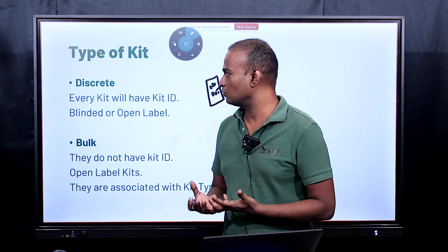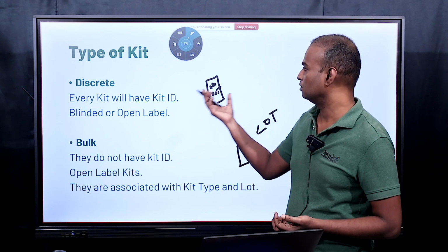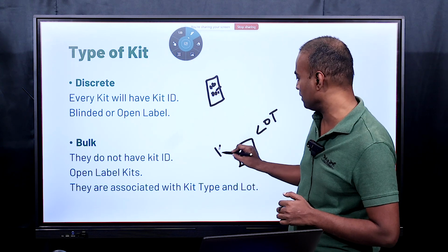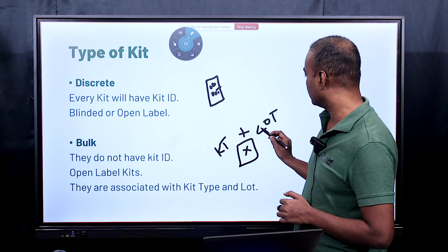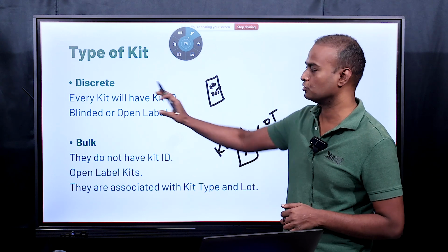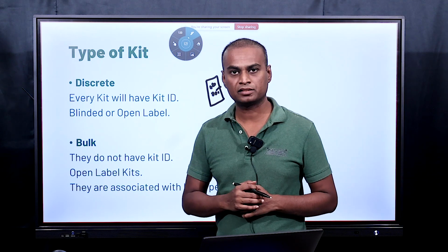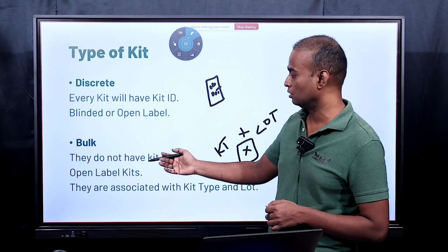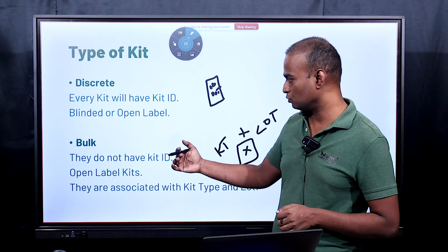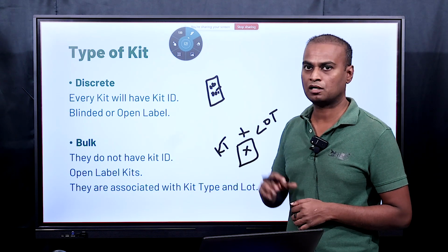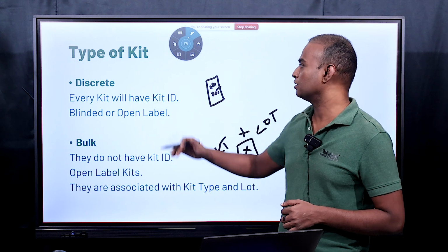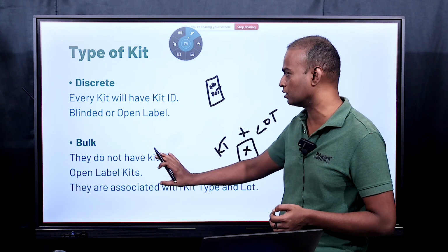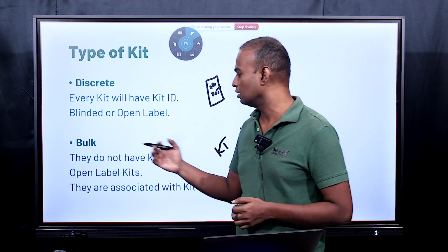So when we are discussing discrete kits, we discuss kit ID. When we are discussing bulk kits, we discuss kit type and lot ID. Kit type and lot ID constitute a bulk kit. Kit ID constitutes discrete kits. There are a lot of advantages and disadvantages of each. So at appropriate times, in the appropriate scenarios, we use either discrete kits in a clinical trial, or only bulk kits, or we can use a combination of bulk kits and discrete kits.